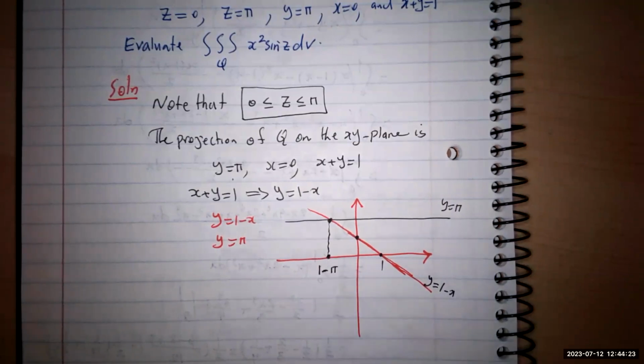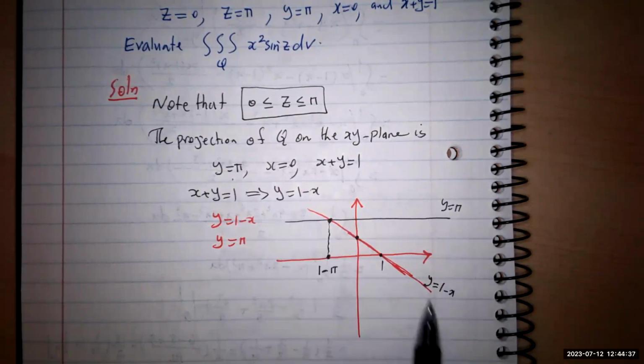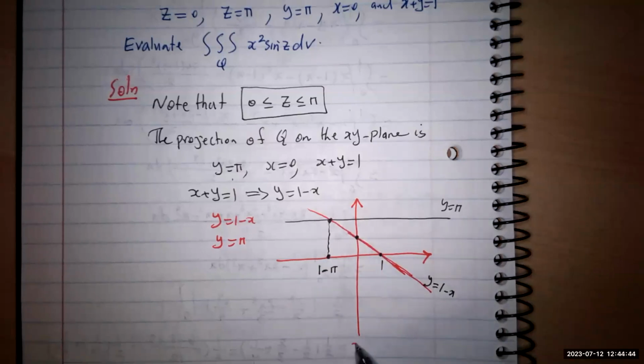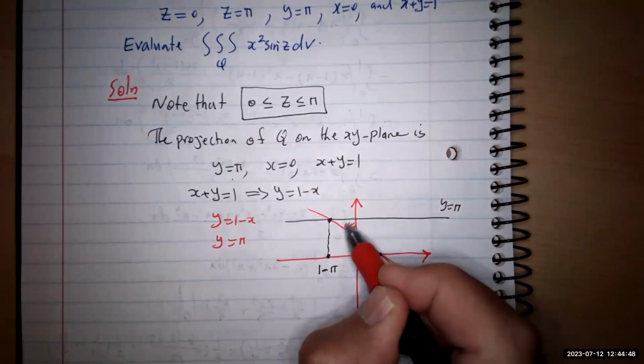Now what's going to be the region in question? The region in question is between the line y equal to 1 minus x and y equal to pi. So this is y equal to pi, and this is going to be your line. So the region in question is here. And this is, of course, x equal to 0, the y-axis. So the region in question is this part.